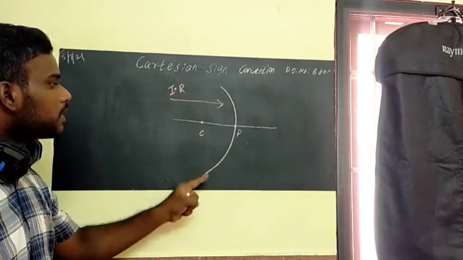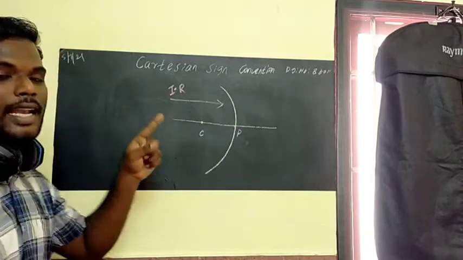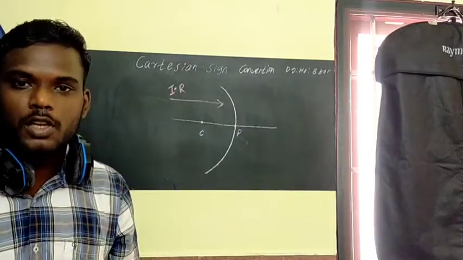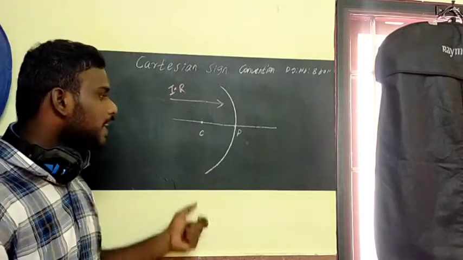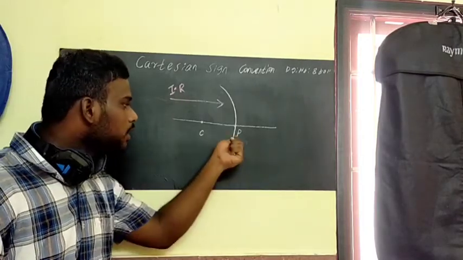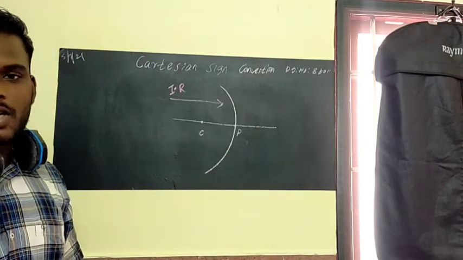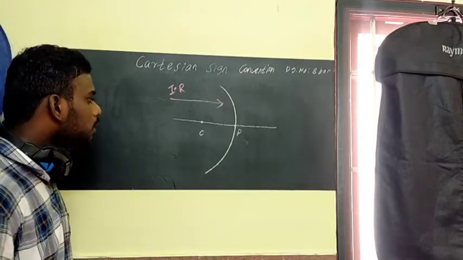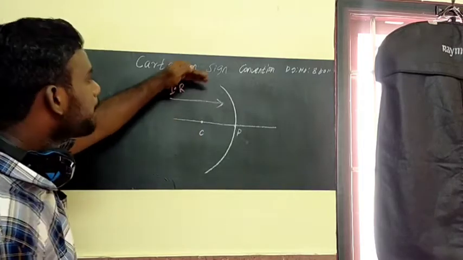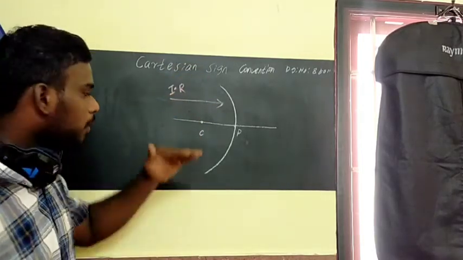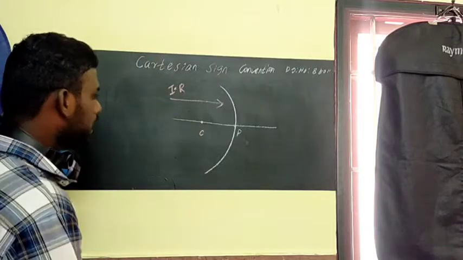And next one. All the distances we should measure from the pole. In a graph, we measure from zero. Like that, the second point is that all the distances should be measured from the pole. And the third point: we should place the object above the principal axis. The object should be placed above the principal axis.